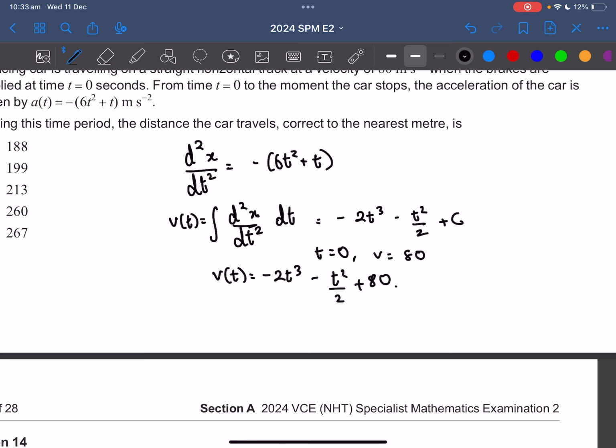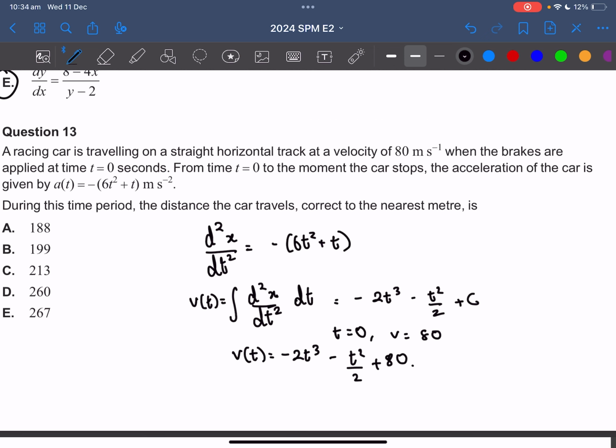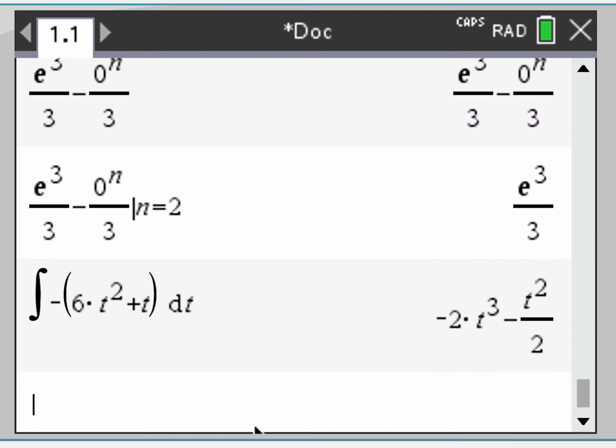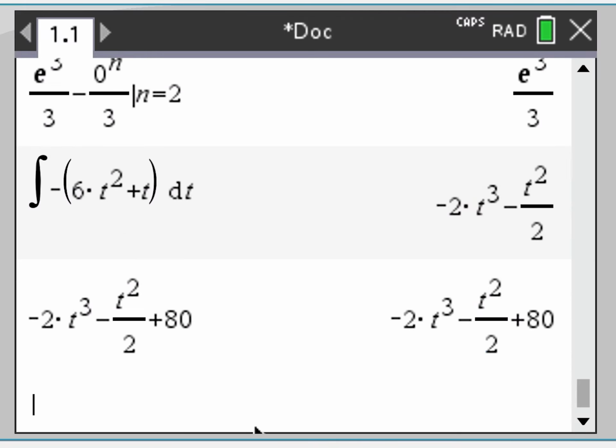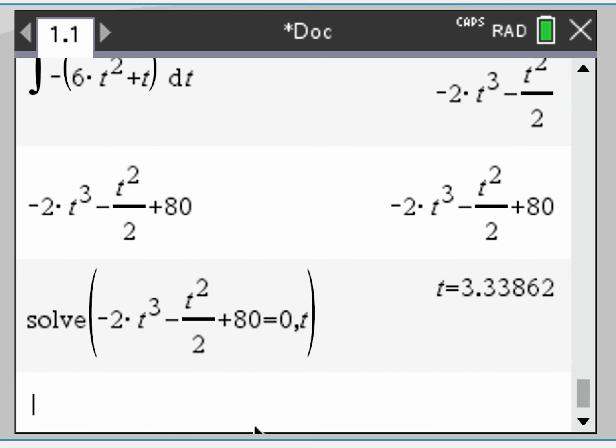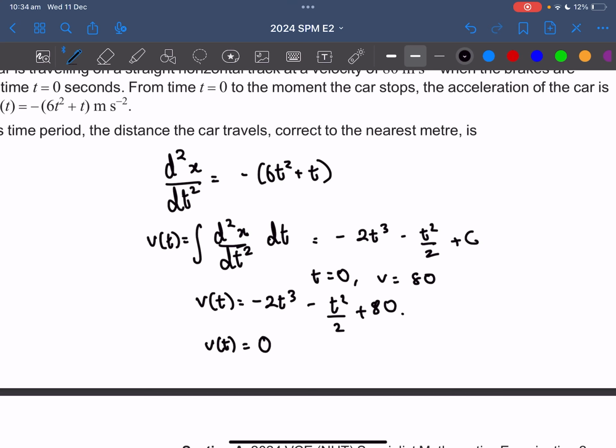Okay, now we have to find the time, because if we don't know the time the car comes to a stop, we won't be able to find the position, right? So how do I find the time? Well, if the car is stopping, we know that the velocity has to be 0, right? So basically we have to find v of t equals 0. So let us do that on our calculator. So if I do plus 80 to include the constant, solve, that is equal to 0 for t. We will get t equals 3.34. So let me write that down. So t equals 3.34.